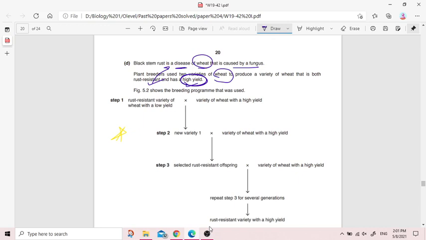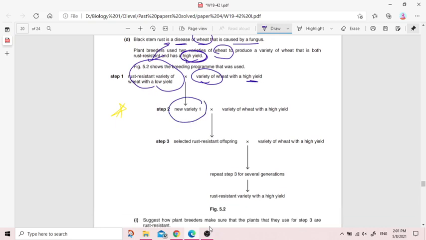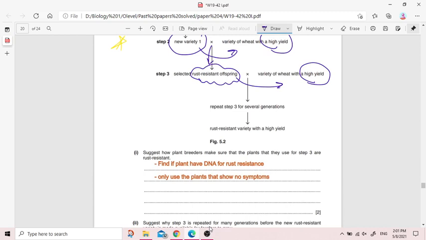How do they do this? Rust resistant variety crossed with high yield variety. It will give me an offspring. I will cross it with high yield. It will give me an offspring. From these offspring I choose one that is rust resistant and then cross it with high yield again for several generations until I get a variety that is resistant and also has high yield.